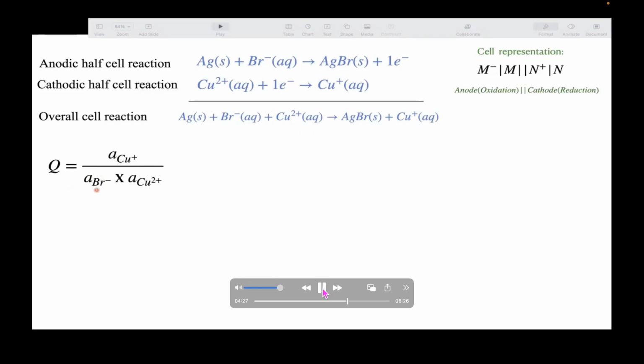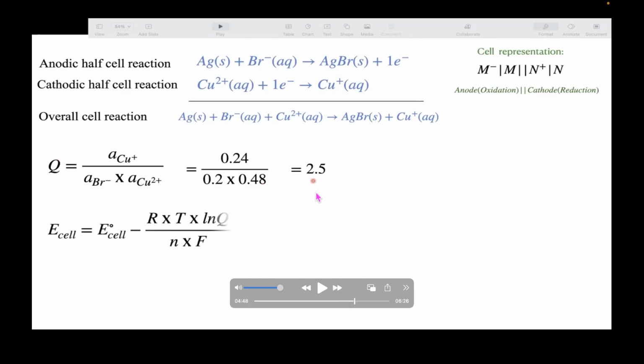So I have already told you that these activities were also given in our question. It was given as 0.24 for copper plus, 0.2 for Br negative, and 0.48 for my copper 2 plus. So my reaction quotient for the given cell becomes 2.5.